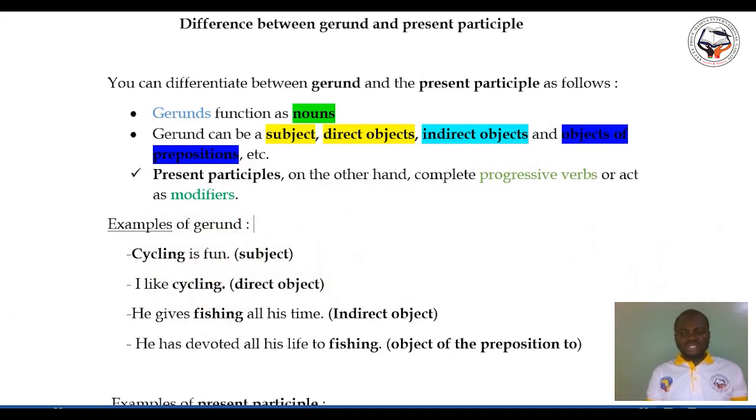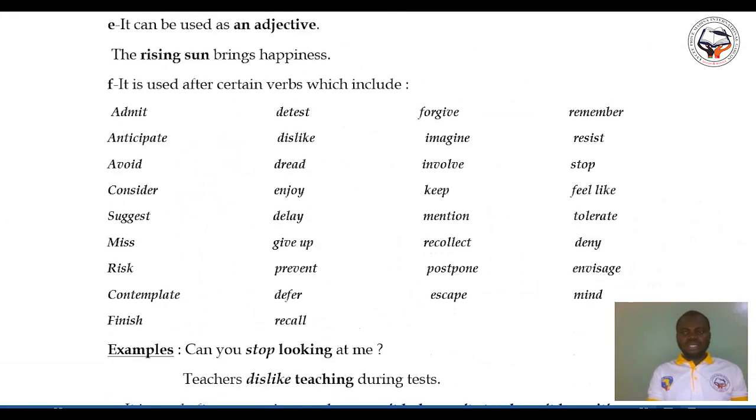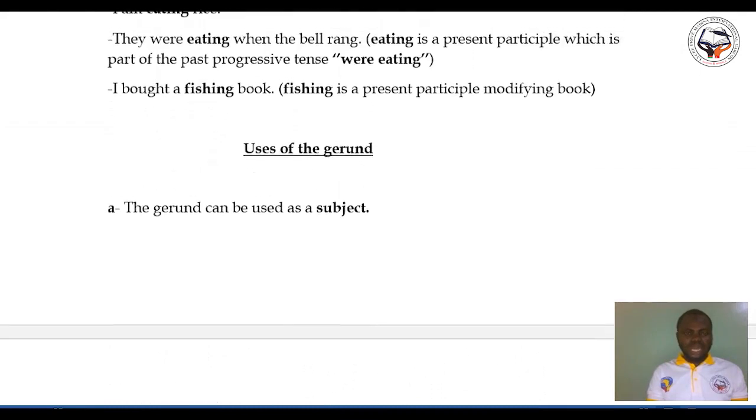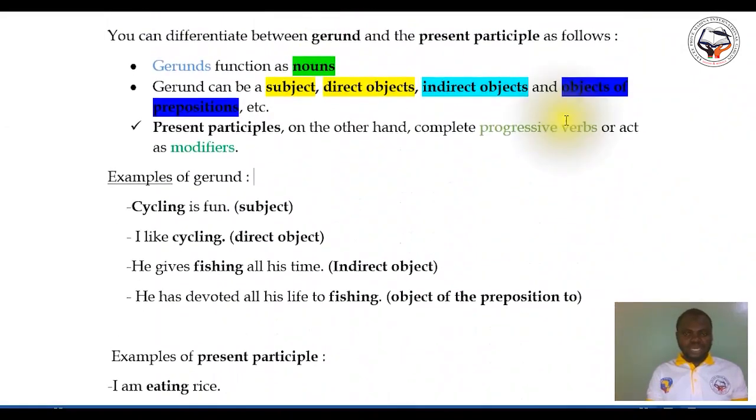Example: we are going to see the example of gerund and present participle, so that you can compare the difference. Example, cycling is fun. Cycling here is a gerund because it is considered as a subject. That is why I told you gerund can be a subject, direct object, indirect object, and object of preposition. Cycling is fun. Cycling here is a subject.